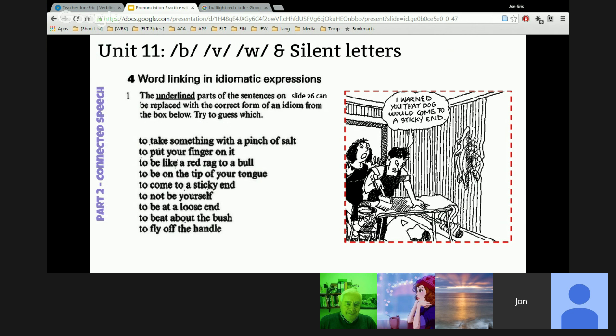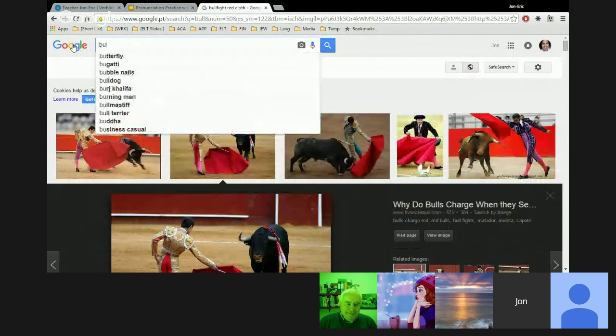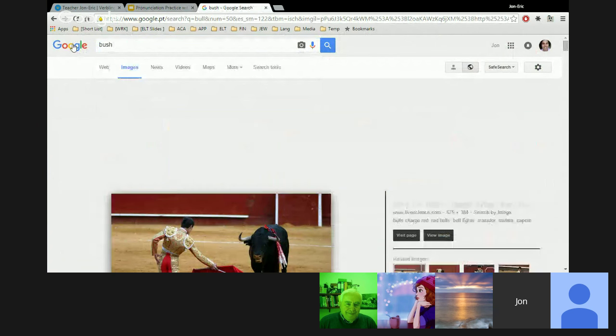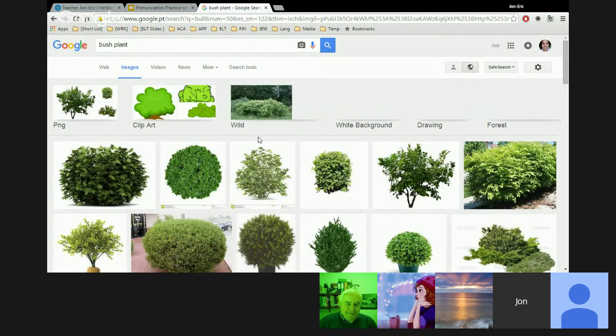Sawa, can you read the second to last for us? To beat about the bush. Okay, have you heard that expression before? No. Okay. Bush. What is a bush? I'm going to show you what a bush is. One second. Let's see. Get rid of our bull, and let's put in a nice bush. I don't mean President Bush. Oh, no, I don't want that kind of a bush. I want this kind of bush. There, that's a bush. See it?